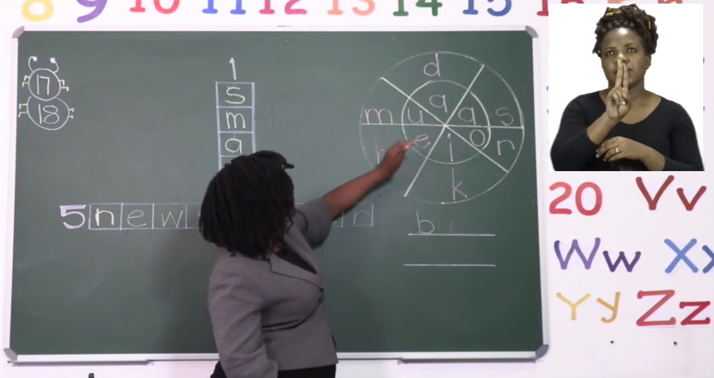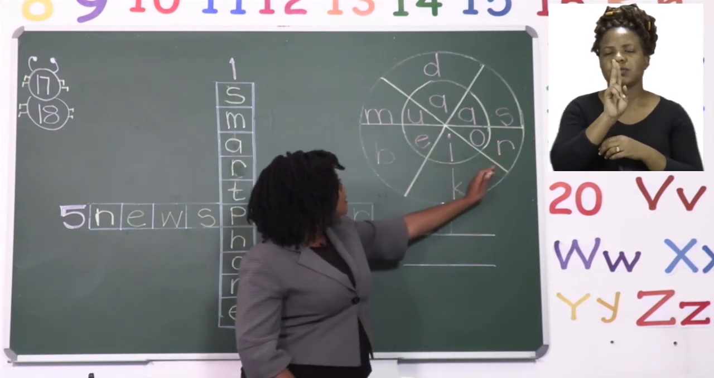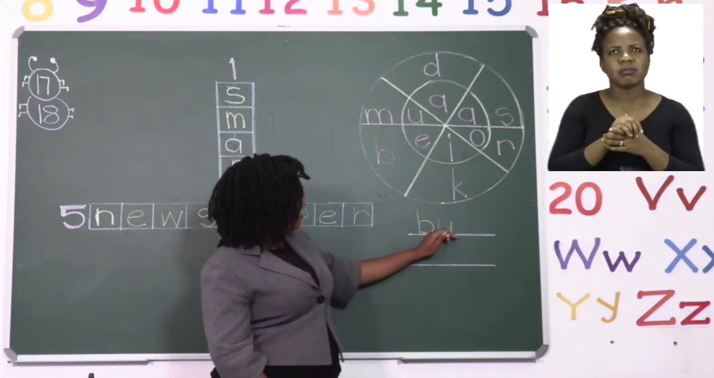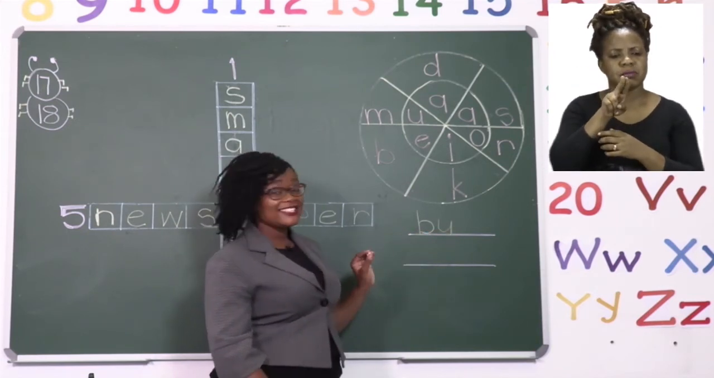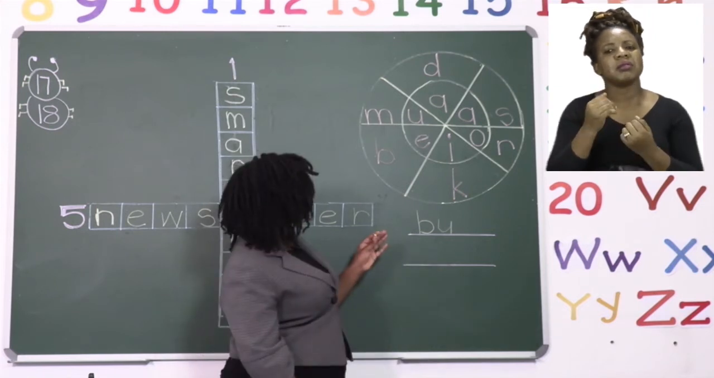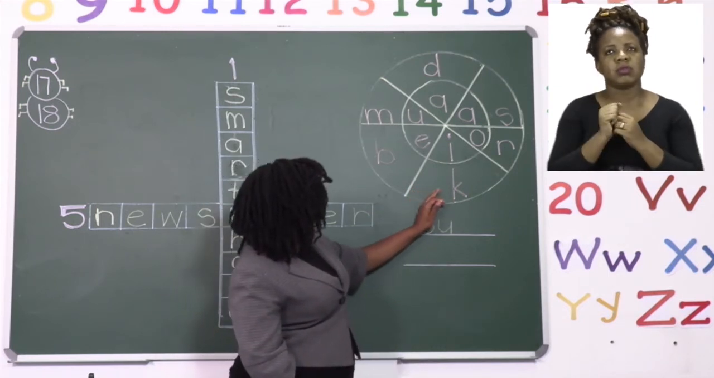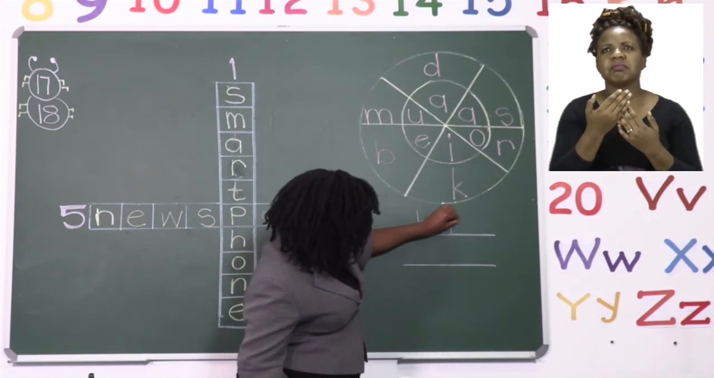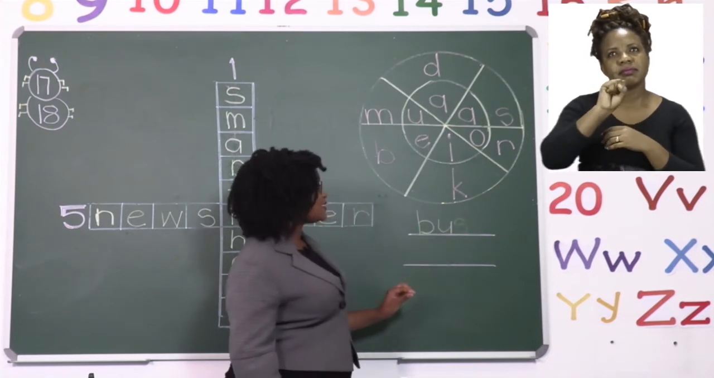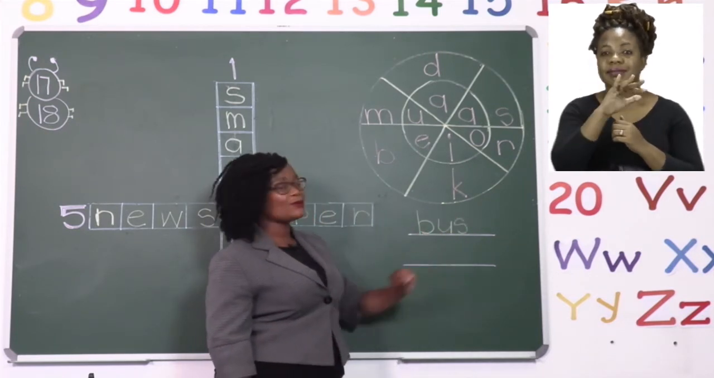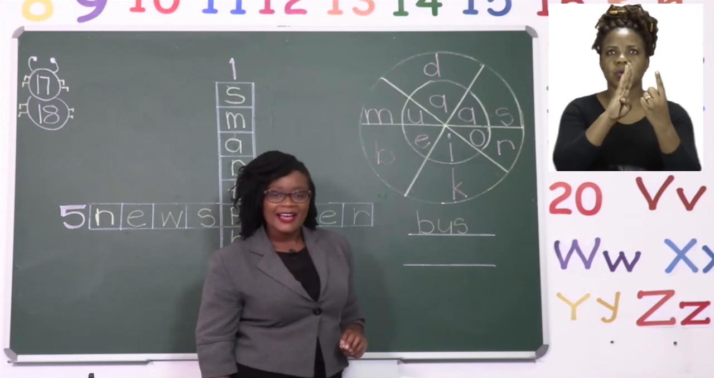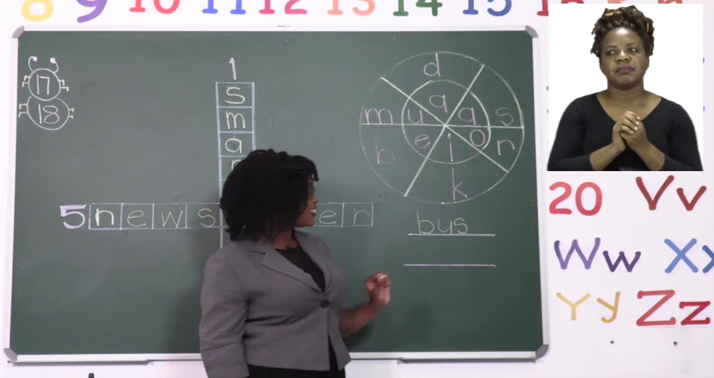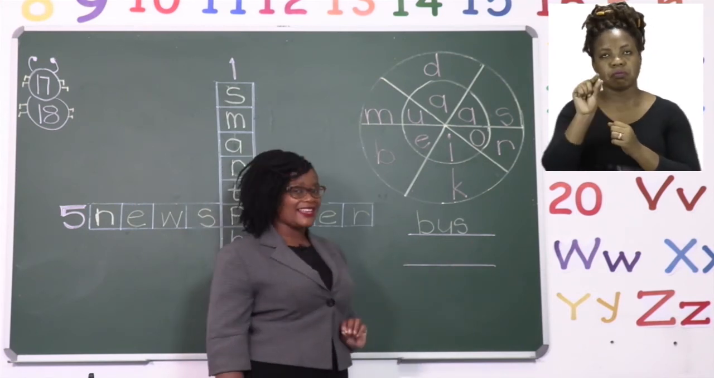And now I need to go out again in the outer side of the wheel. So far I have B. Now I need a letter to complete my wheel. I think I will use S. Now that I have S, I have made a three-letter word. One, two, three letters make the word bus.